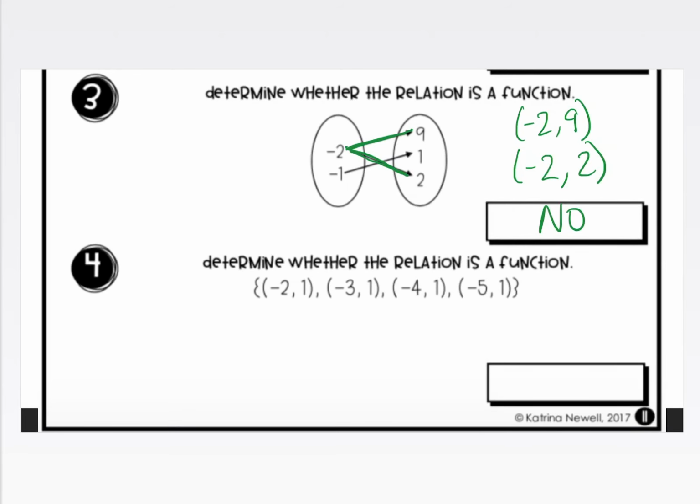Last but not least, in number 4, determine whether the relation is a function. Here we have some ordered pairs. We want to look at all of our x values, not our y values, but just our x values. And we do not have any x values that repeat, so this is a function.